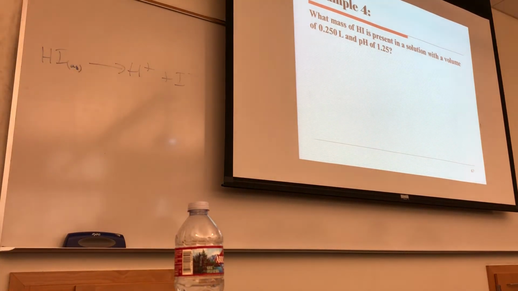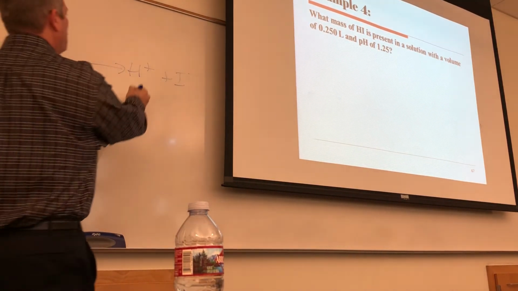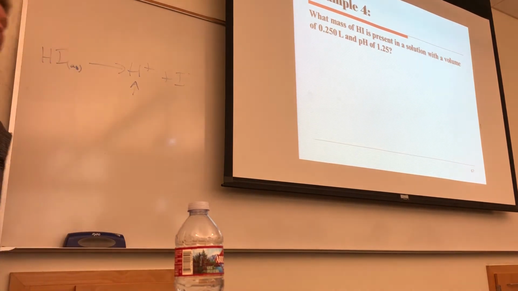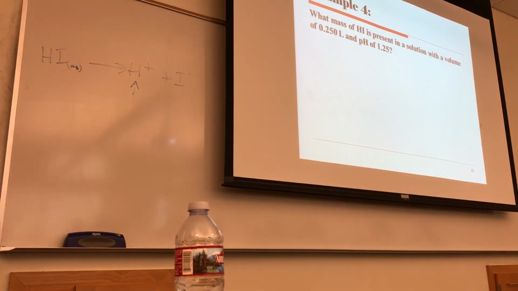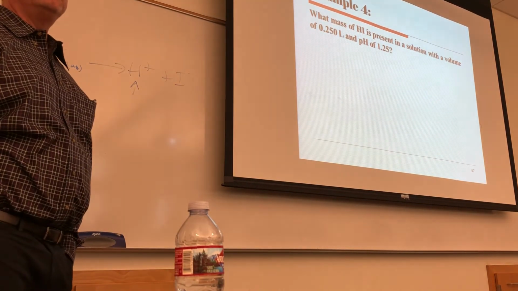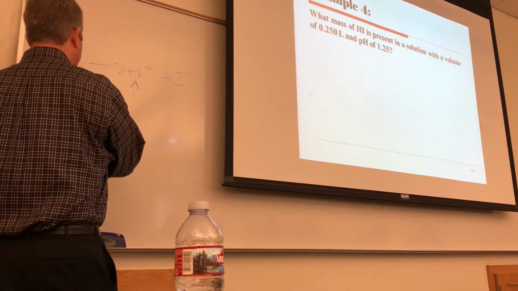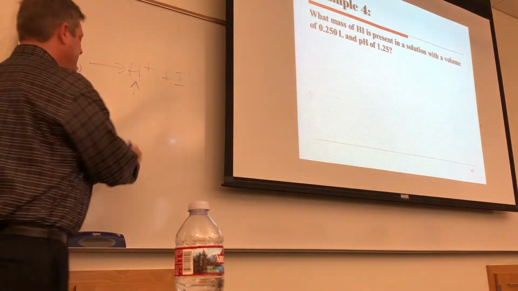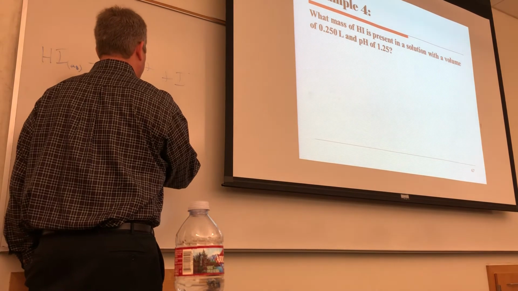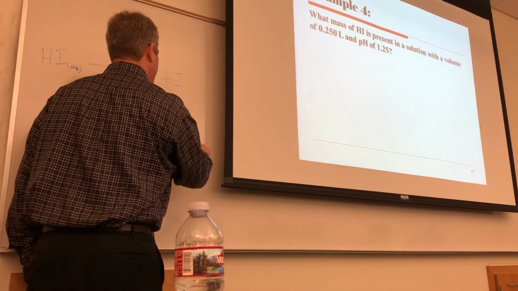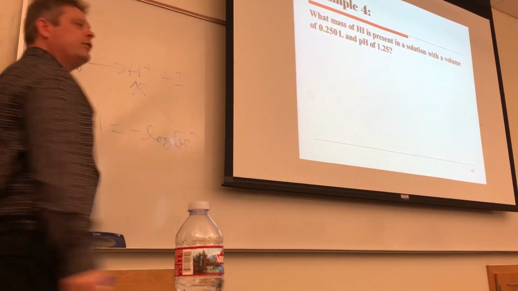Everybody comfortable with that? Okay. What is this representing here? H3O+, the hydronium ion. Can I find that with any data in here? Yes, from the pH. The pH equals the negative log of that. That's what we're doing here.